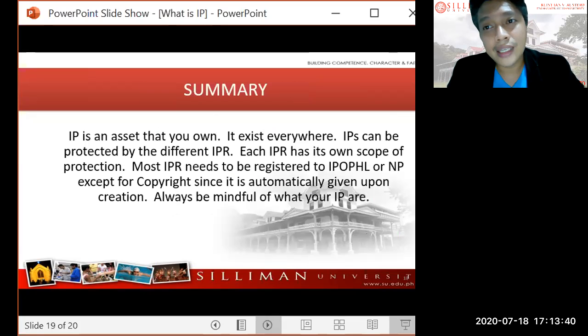Okay, so that's it. In summary, IP is an asset that you own. It exists everywhere. IPs can be protected by different IPRs. Each IPR has its own scope and protection. Most IPRs need to be registered with IPOPHIL or NLP, except for copyright, since it's automatically given upon creation. And the last advice that I can give you is always be mindful of what your IPs are.